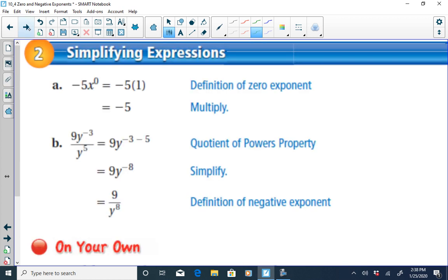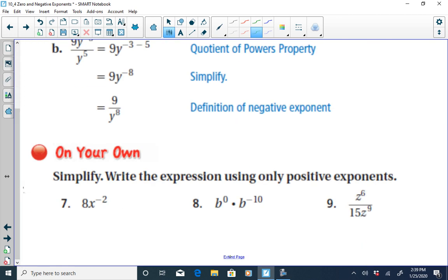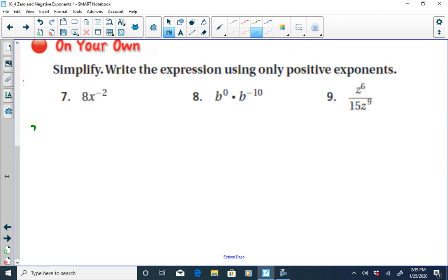All right. Here are some examples where we have to simplify expressions. The key here is that we have to remember negative 5 times x to the 0 power, just the variable is being raised to the 0 power, so that's negative 5 times whatever x to the 0 power is. Well, we know that x to the 0 power is 1, so negative 5 times 1 is going to be negative 5.